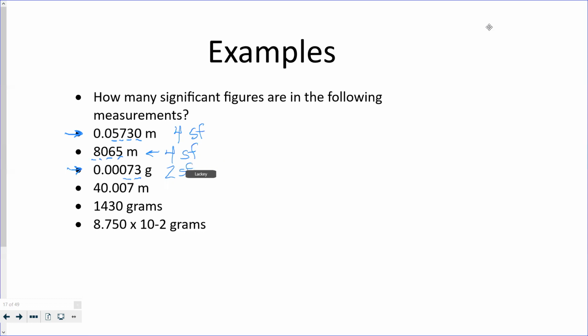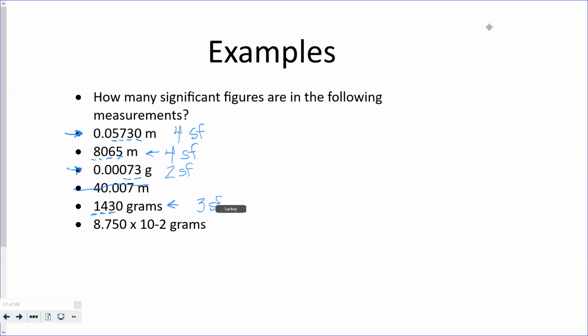I'm going to skip the next one and go to the 1,430 grams. The decimal point is absent, so we're going to start on the Atlantic side, reading from right to left. Our first non-zero digit from the right is 3, and then reading from right to left, we count every digit once we've started counting. So this number has 3 significant figures.